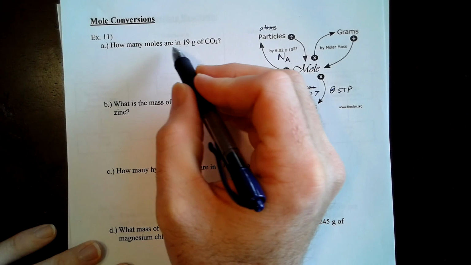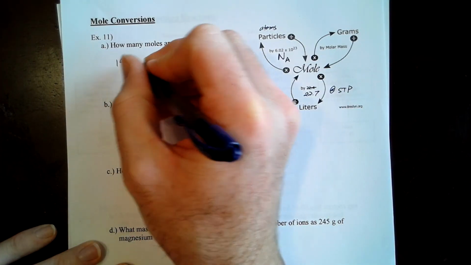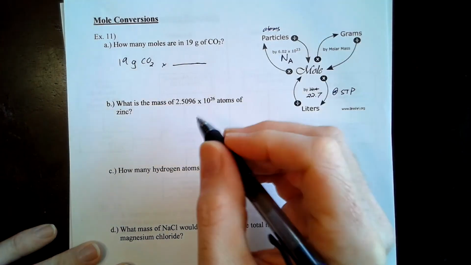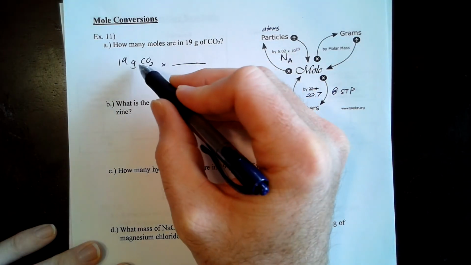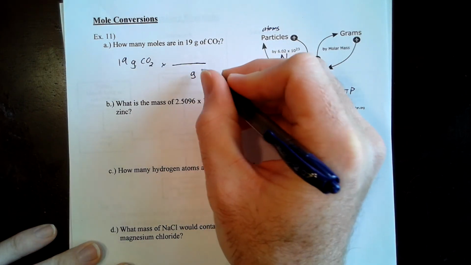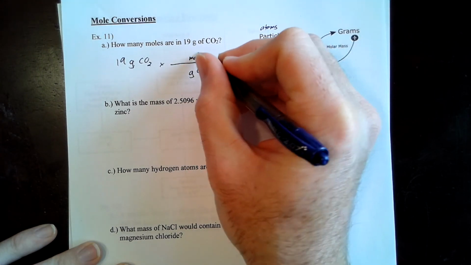So how many moles are in 19 grams of CO2? We'll just take 19 grams of CO2. Now, hopefully you remember dimensional analysis, where we multiply by a fraction. We take this unit, we put it on the bottom, and grams to moles.